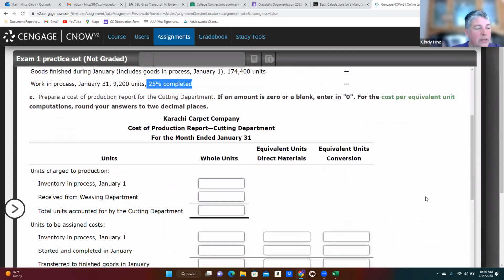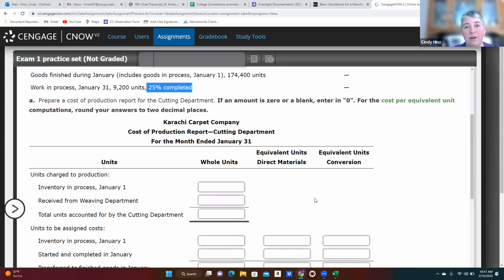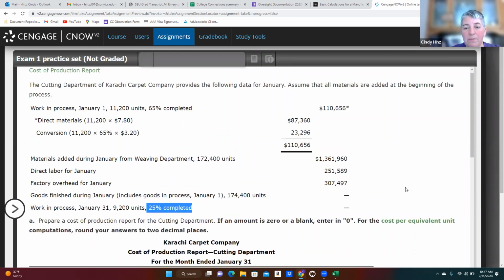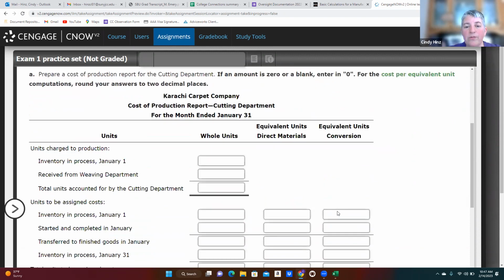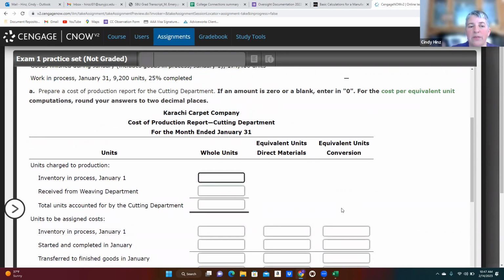So let's go about putting this information into our template. And I apologize, I am going to have to scroll up and down because I do have a printout here of the exercise, but the exercise's numbers in my printout are different than what's on the screen. So I'm going to have to do some scrolling up and down to transfer these numbers. So the first step, what you can see on the screen right now, this is all units. This is units only. In the first part of the cost of production report, there are no dollars involved, just doing unit calculations. So we start with the whole units.